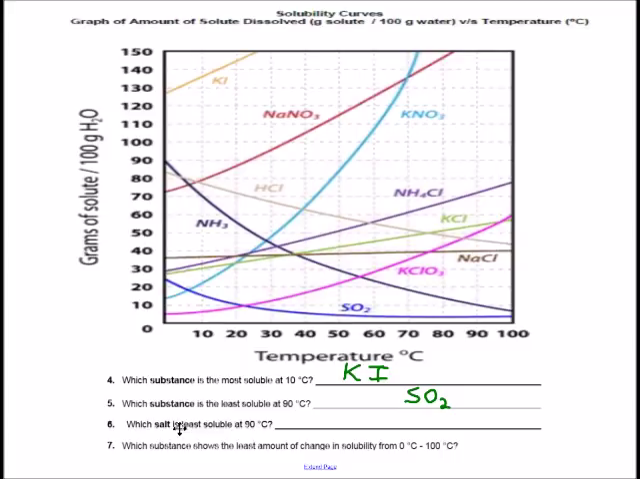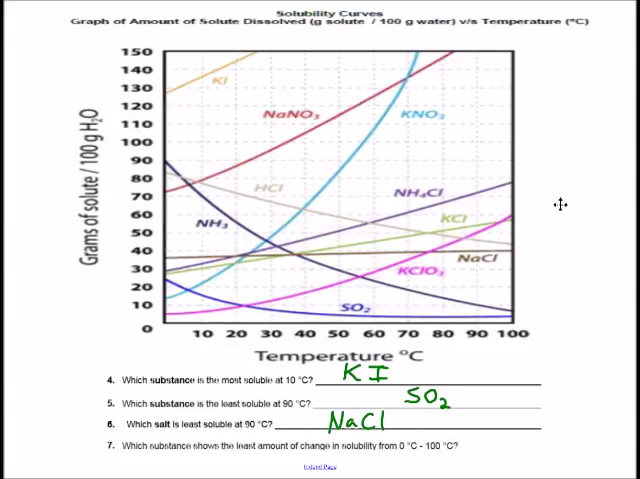They're asking for a salt. A salt is solid. So we're going to skip the gas and come up to this one. Is this a gas or a salt? That's going down as well. So that is a gas. So we got to keep going. We go all the way up to here. Sodium chloride would be the least soluble salt at 90 degrees Celsius.